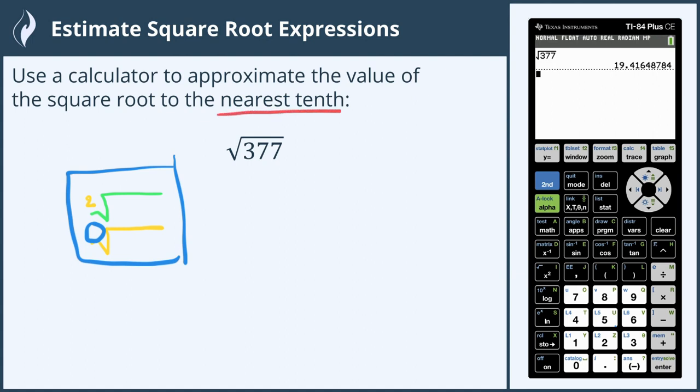So the square root of 377 is 19.41. We can stop there because we're rounding to the nearest tenth. We go to the tenths place value and we look to the number to the right. 1 is less than 5, which rounds down to a 0, making this 19.4, and we're all done.